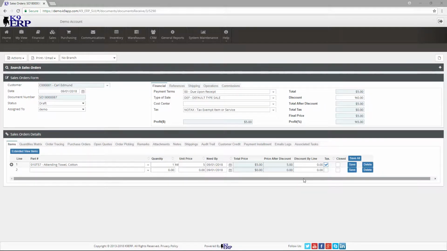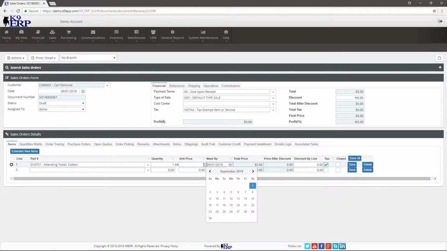Let's take a look at the sales price hierarchy within K9. The sales price is basically how much I'm selling the product to the customer. In this case, I'm selling this item for $5 to this customer. Now, where is this number coming from? Where is this $5 value coming from?